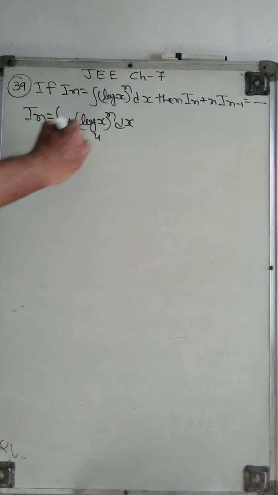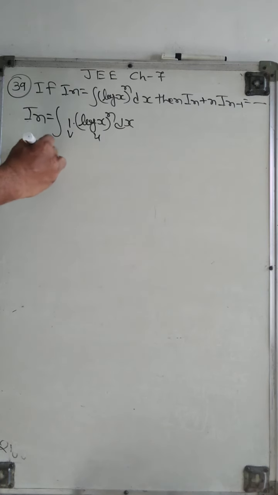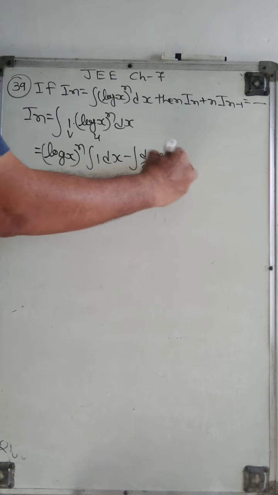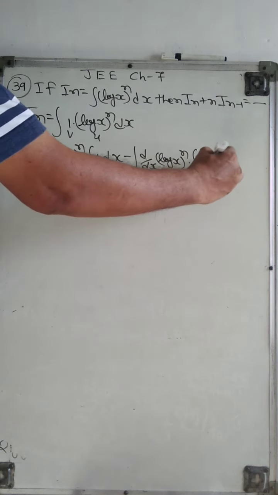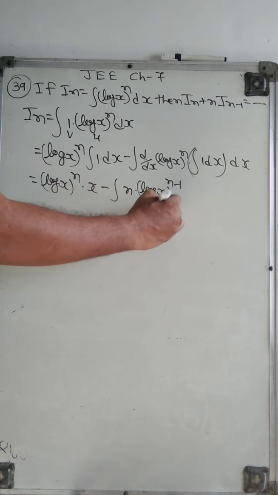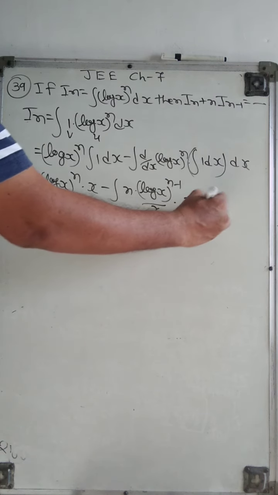Now here this is u and this is v. So we use the integration by parts law. First as it is, integration of second, minus integration of derivative of first and integration of second as it is, right? So here (log x) raised to n into x minus integration n (log x) raised to n minus 1 upon x into x dx.